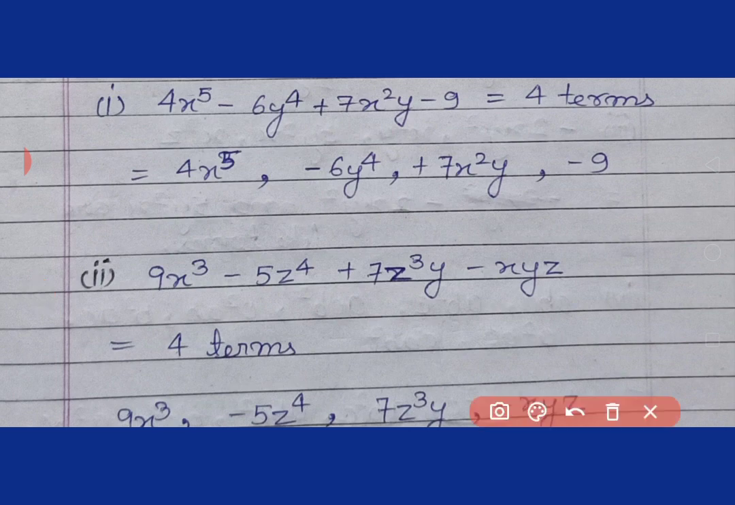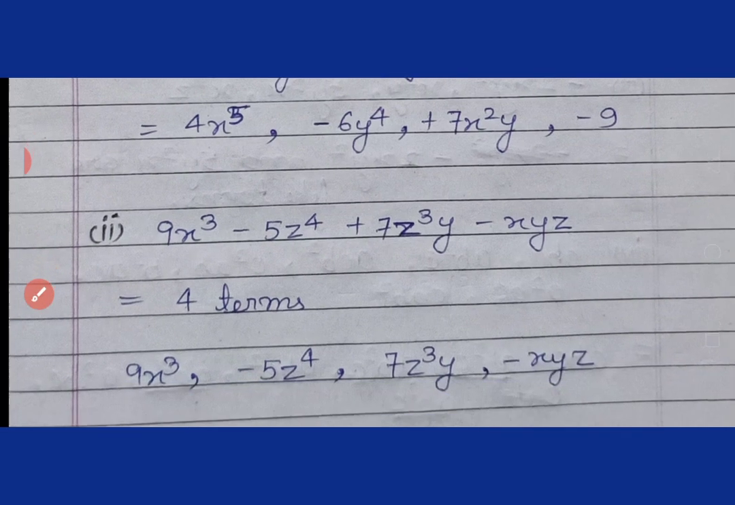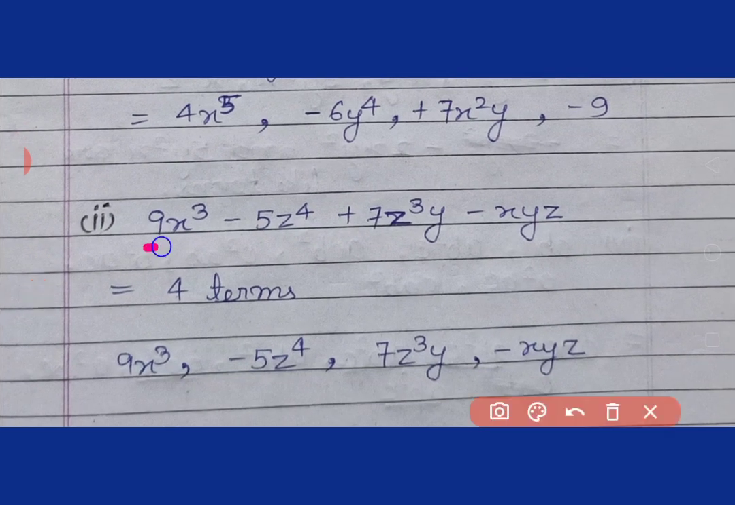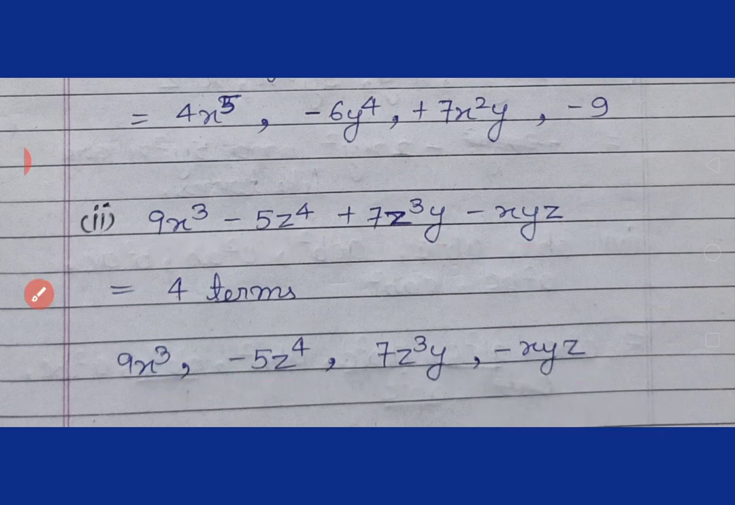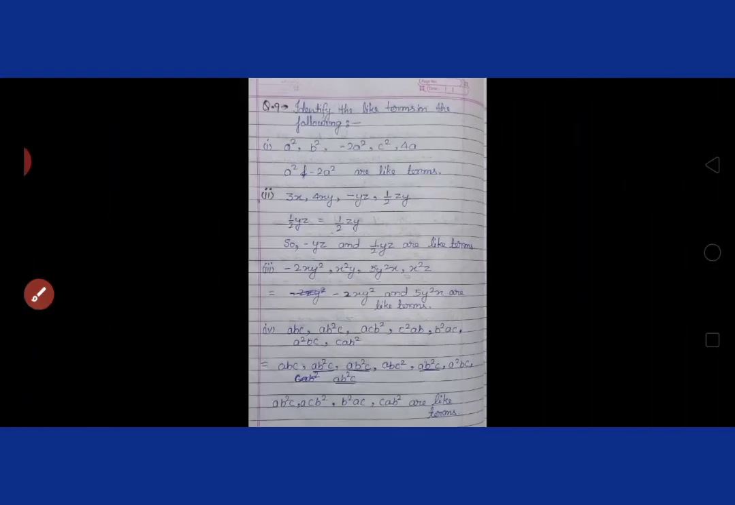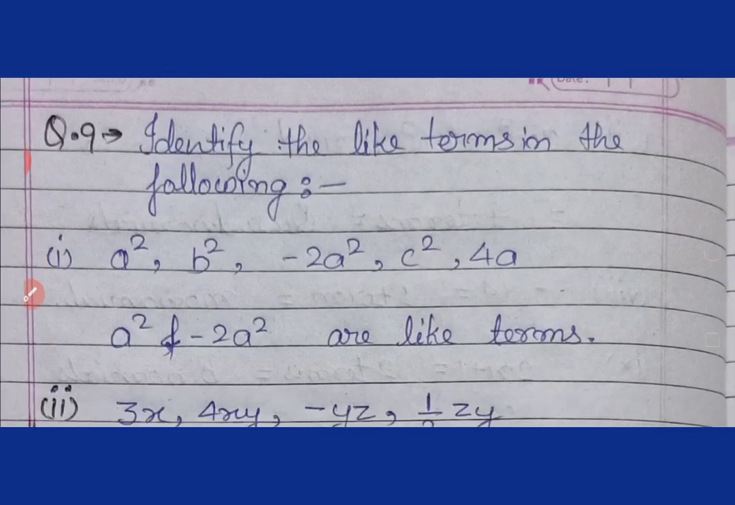Next it has given four terms, 9x³ + 5z⁴ + 7z³y and -xyz. These are four terms as I have written with the help of commas. Next, and today's last question.